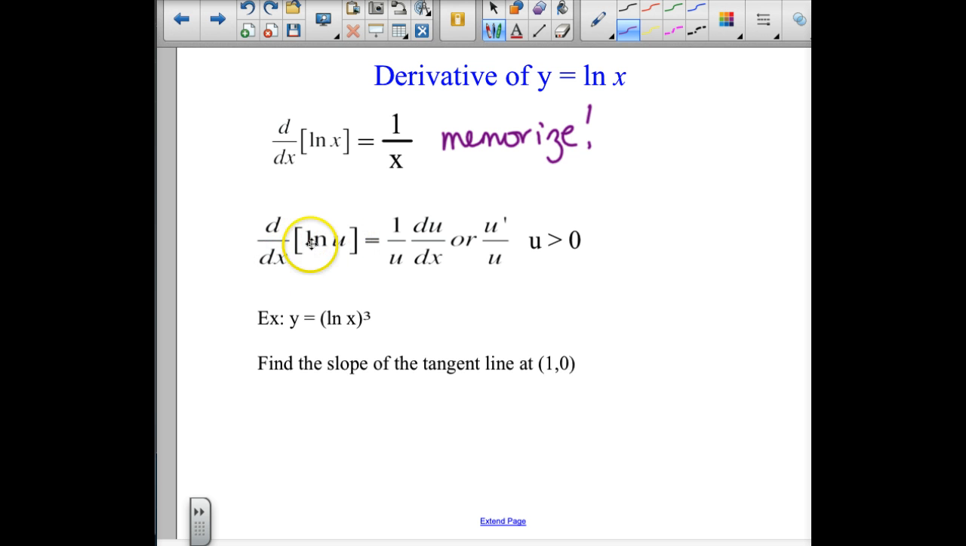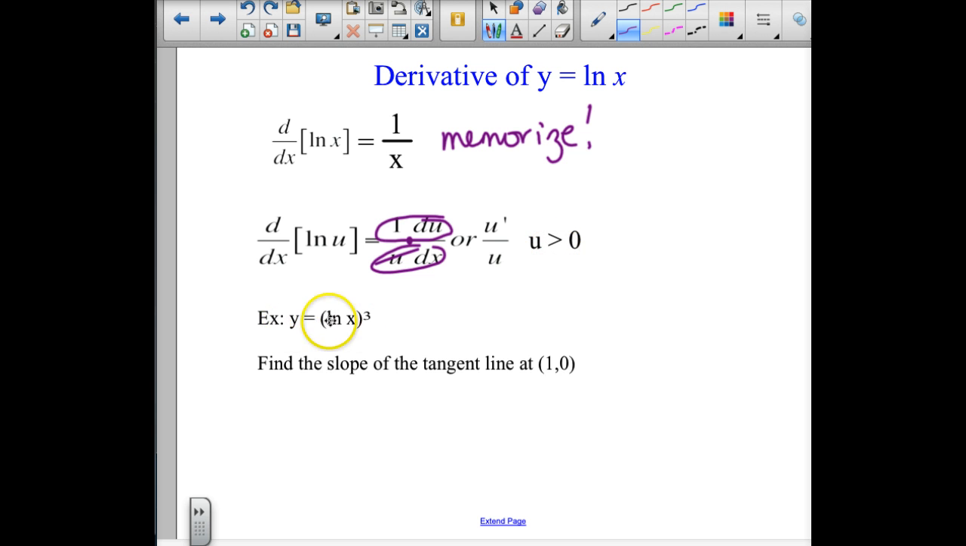And if we have a function inside of our natural log, so if it's not just natural log of x, but it could be natural log of 3x plus 7 or 2x squared minus 4x plus 1, any type of function inside of a natural log, it's still going to be 1 over x, but in this case it'll be 1 over u, 1 over that function, and then times the derivative of that function. So it's like a chain rule. You do the derivative of the outside, which would be 1 over the function, and then times the derivative of that function. So some people just like to write u prime over u, because this is the u prime part, and then this is u. And remember, u has to be greater than 0.